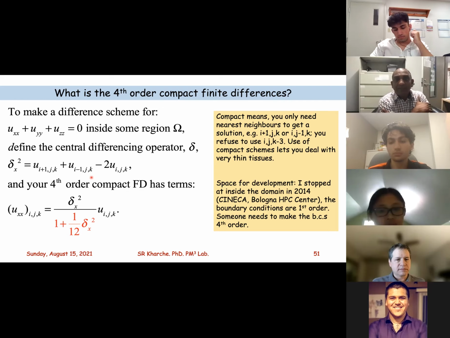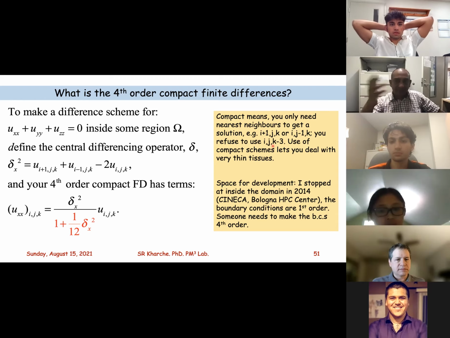It is compact in that, as written in the top message in the yellow box on the right-hand side, you only need nearest neighbors. You do not need i plus 2 or j minus 3 or something like that. And that's what makes it compact, and that's as good as it gets when you're dealing with really thin tissues. So the use of compactness is useful in a few different ways.